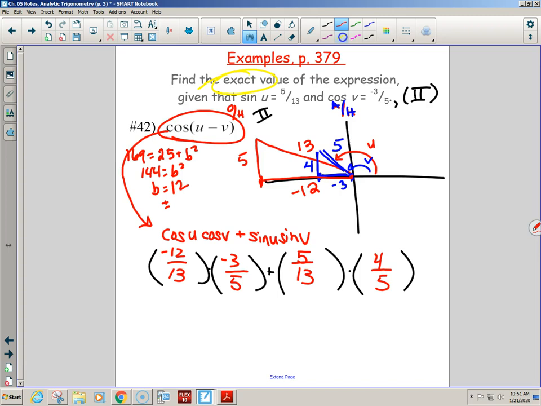But either way. Fractions. PEMDAS. Multiply, multiply, then add. So multiply. 36. What do we got? 66? You guys agree?